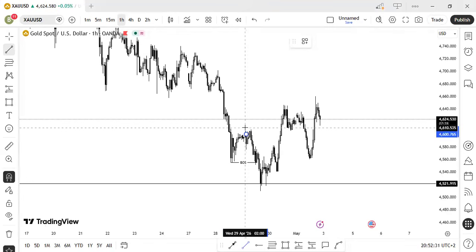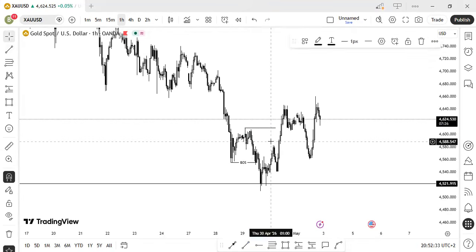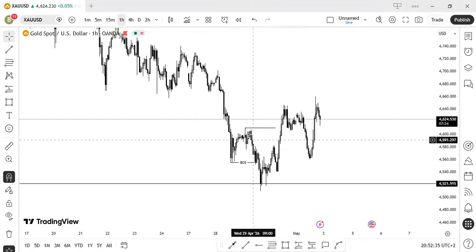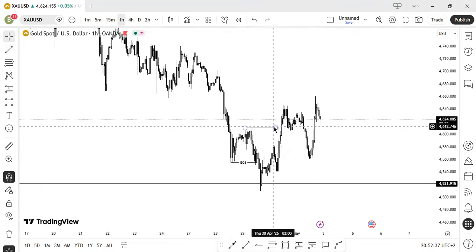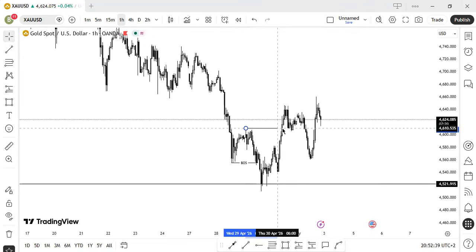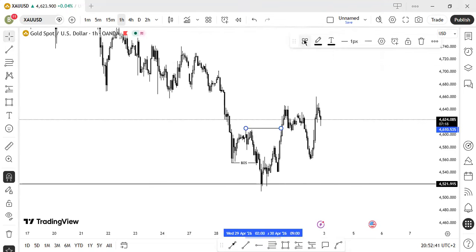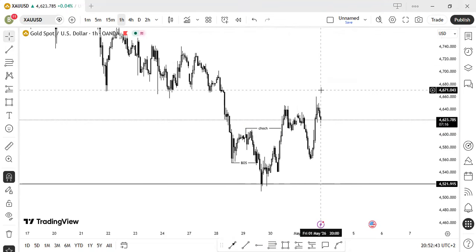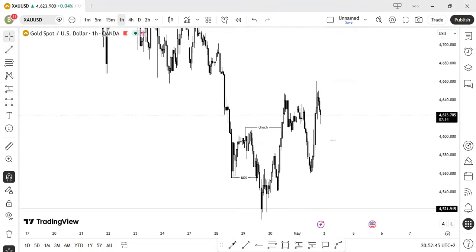And then if we're gonna continue lower, obviously you'd wanna see us respect this high. But we took that out. So that's a clear indication that we're going to be changing direction. So we wanna start seeing higher prices.